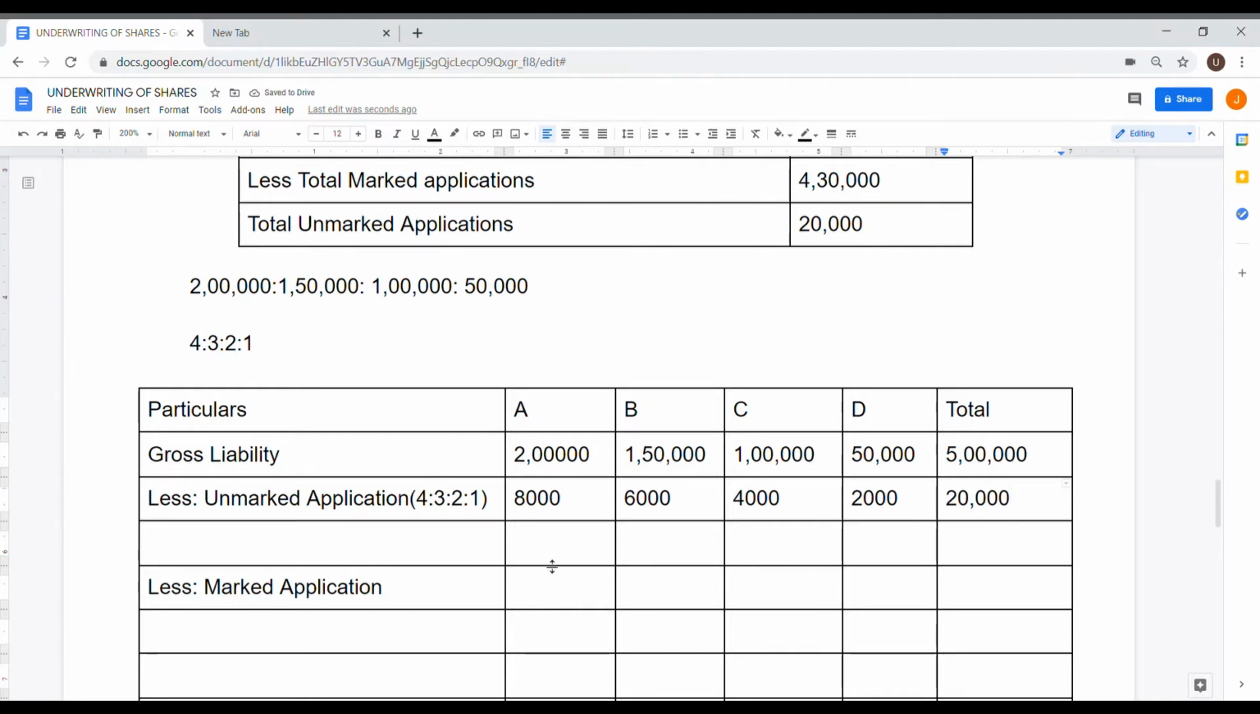Now just subtract from the gross liability. 2 lakh minus 8,000 is 1,92,000. 1,50,000 minus 6,000 is 1,44,000. 1 lakh minus 4,000 is 96,000. 50,000 minus 2,000 is 48,000. What is the total we get here? It is 4,80,000.